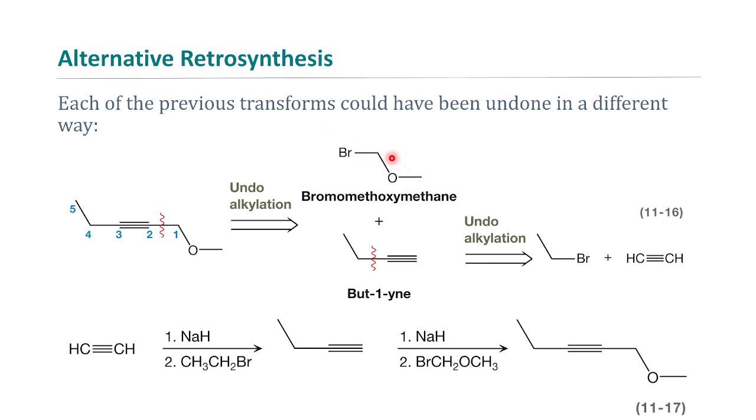So here we have the bromomethoxymethane, and here we have the but-1-yne, which is this side right here. Now notice again, this is too many carbons, and so we can actually undo an alkylation again. I like this symmetry. I don't know what it is. If you let me do the same reaction twice, I always pick that one. It's something about me. Okay, anyways, so we're doing that same alkylation reaction twice here.